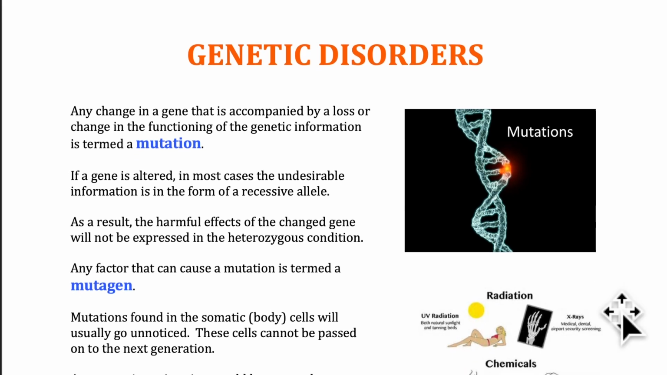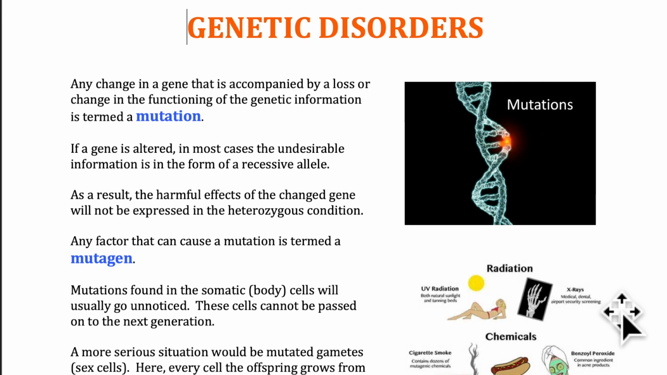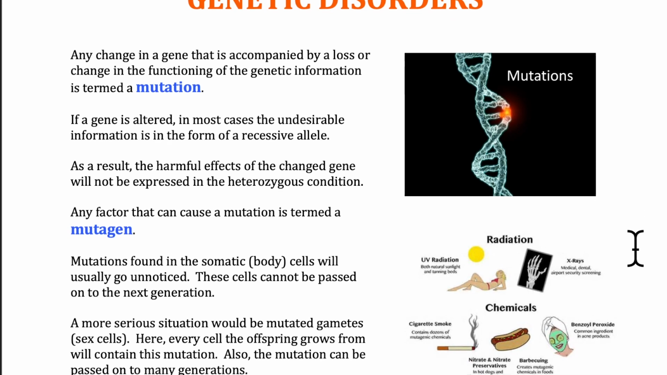Next, we have genetic disorders. Any change in a gene that is accompanied by a loss or change in the functioning of the genetic information is termed a mutation. So a mutation is anything that changes the functioning of genetic information. If a gene is altered, in most cases the undesirable information is in the form of a recessive allele. As a result, the harmful effects of the changed gene will not be expressed in the heterozygous condition. In fact, if you have anything in the heterozygous condition, you almost won't even notice.